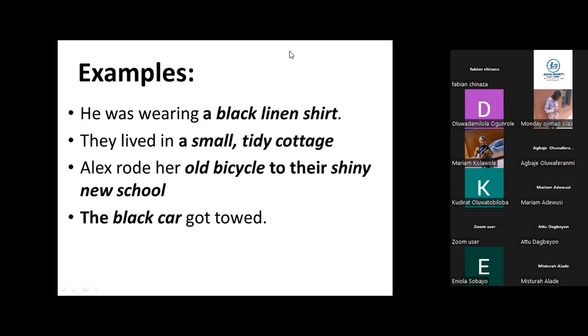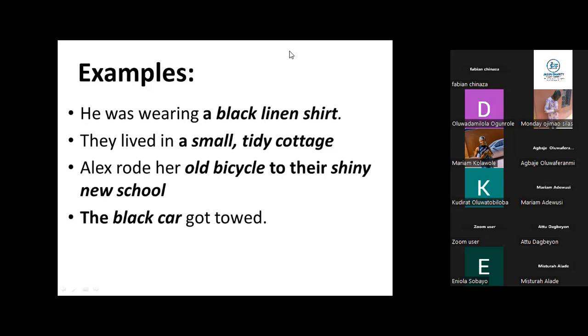The second one is: they lived in a small, tidy cottage. Now, in this example, the noun phrase is functioning as the object of the preposition in. So you can see the preposition in, and then you can see the noun phrase coming after it.